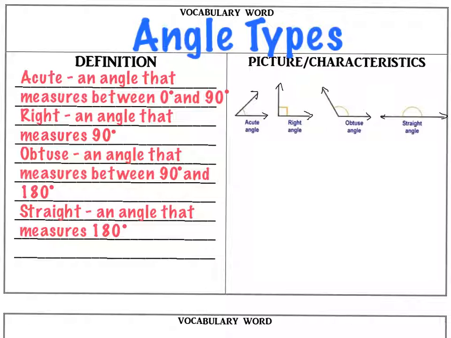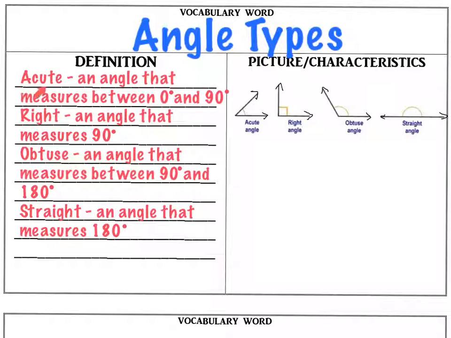Now let's talk about different types of angles. We looked at the parts of angles. Let's talk about different types. There's 4 different types that we're going to talk about. There's acute angles, right angles, which I'm sure you've heard of that one, obtuse angles, and straight angles.